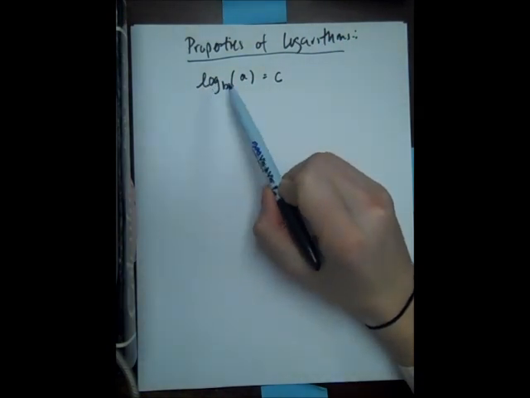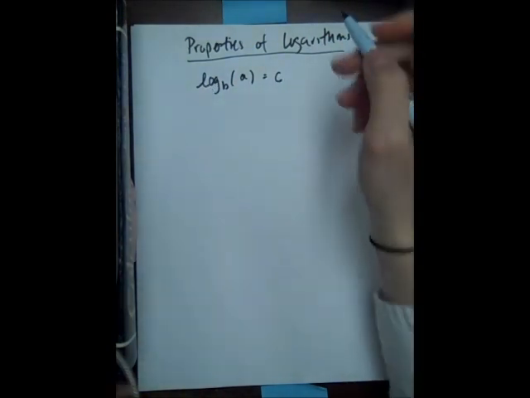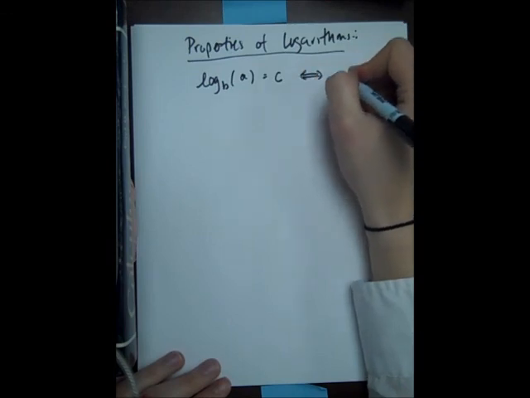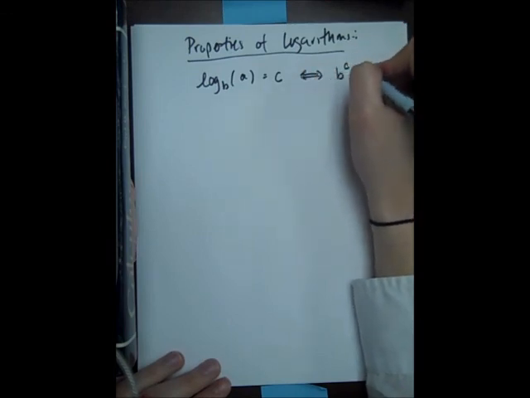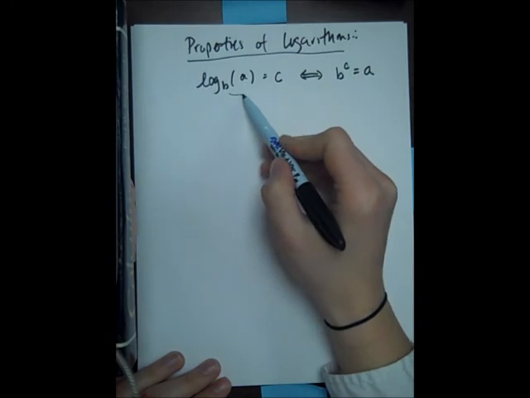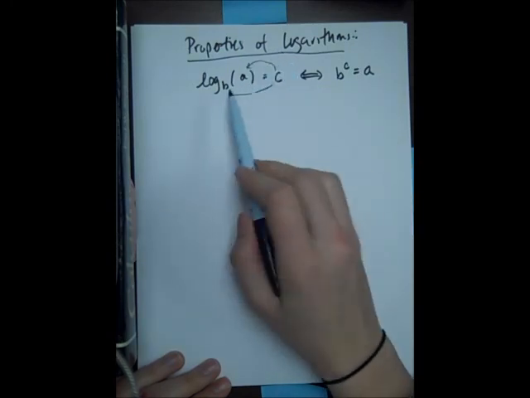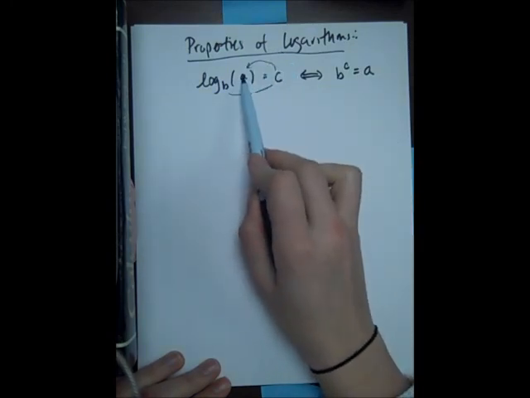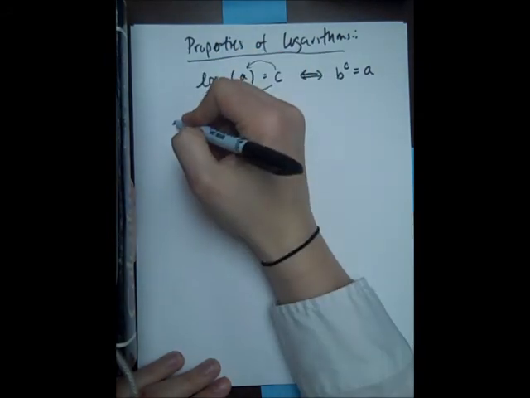So when I say log base b of a equals c, what this actually means is that b raised to the power of c equals a. So you kind of read it circular. This would be b to the c equals a. So that's what a logarithm is.